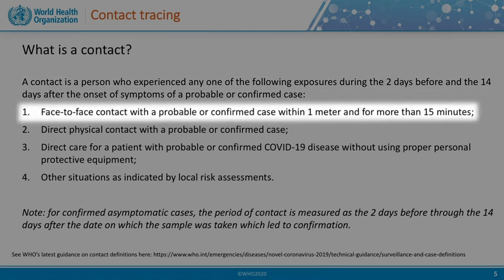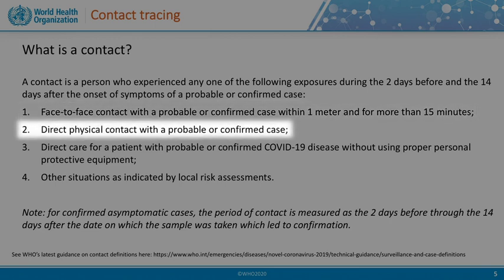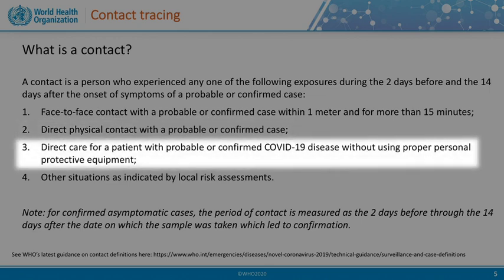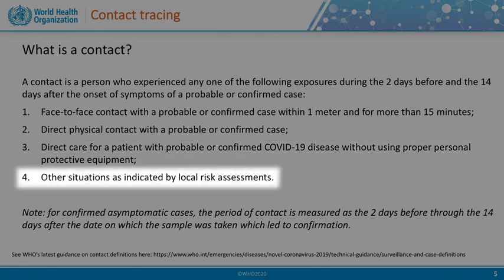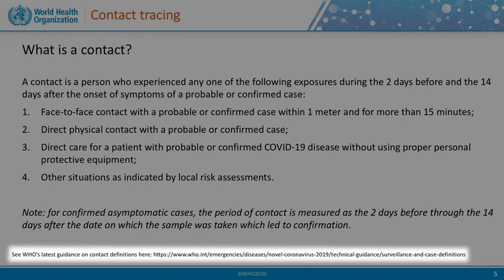Number 1, face-to-face contact with a probable or confirmed case within 1 meter and for more than 15 minutes. Second, direct physical contact with a probable or confirmed case. Number 3, direct care for a patient with probable or confirmed COVID-19 disease without using proper personal protective equipment, or other situations that may be indicated by a local risk assessment. And on this slide is a link to WHO's Global Surveillance Guidance for COVID-19 virus.